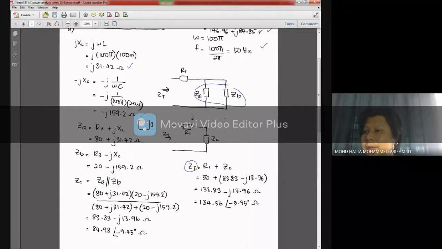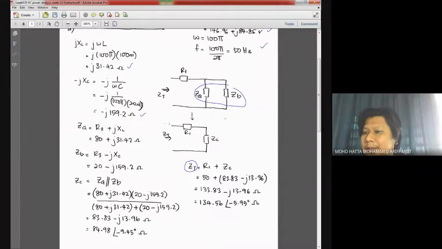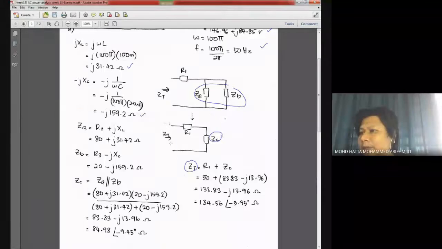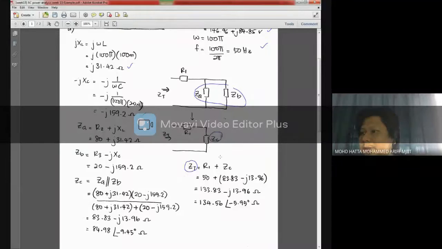ZA in parallel with ZB, so ZA times ZB divided by ZA plus ZB. And at the end, I will have my ZC over here, the combination of ZA and ZB. And to simplify, to get my end result or answer for ZT, it is given by R1 plus ZC, because this is considered a series connection between R1 and ZC. That's why we have a plus over here.